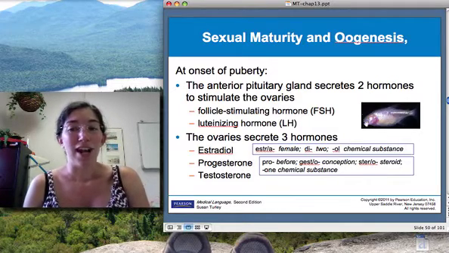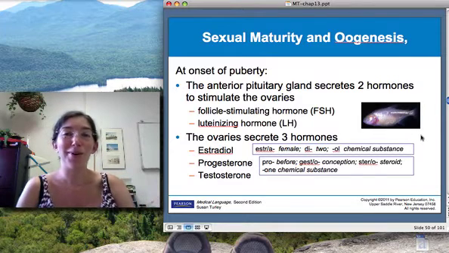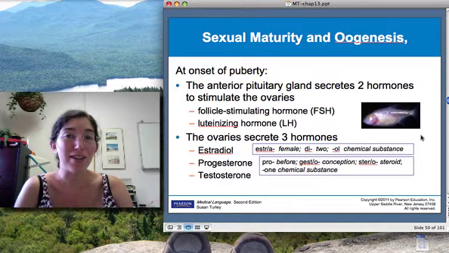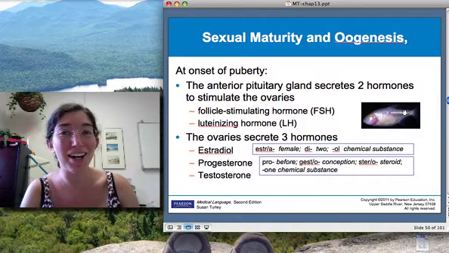I don't know if anyone's figured it out yet, what this picture is doing on this slide, but it stems from a corny joke. The joke is, what do you call a fish with no eyes? A fish. Get it? FSH. Fish with no eyes.